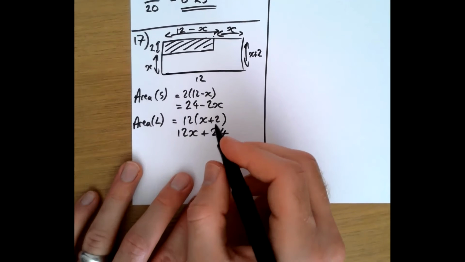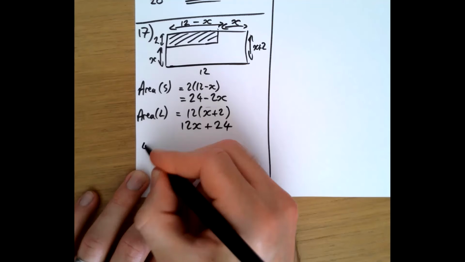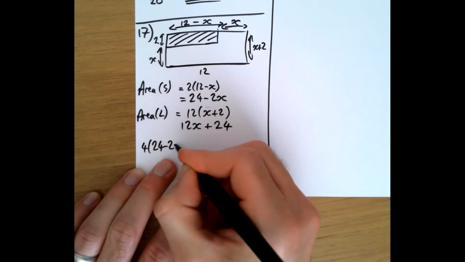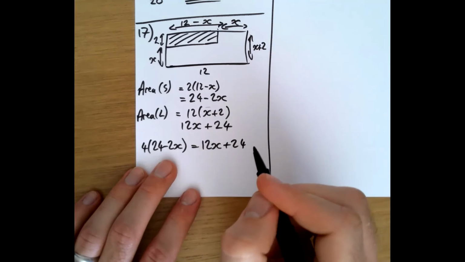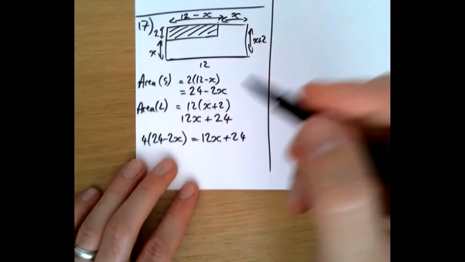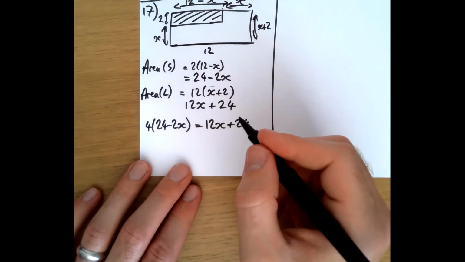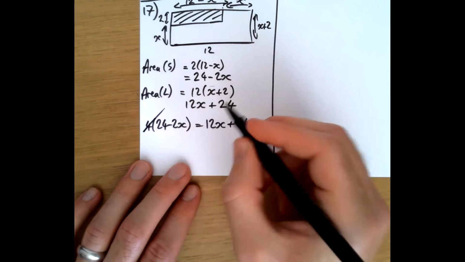So this bit here, 24 minus 2x, we need 4 lots of that to equal the area of the large one. So we need 4 lots of the small one to equal the large rectangle in effect. I could expand this out, or I could just divide everything by 4. So let's just divide everything by 4.